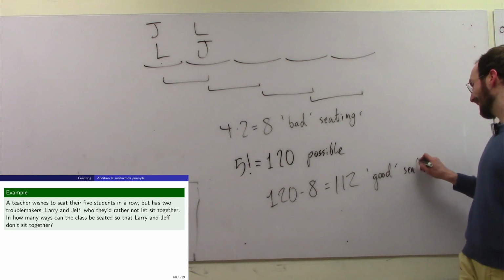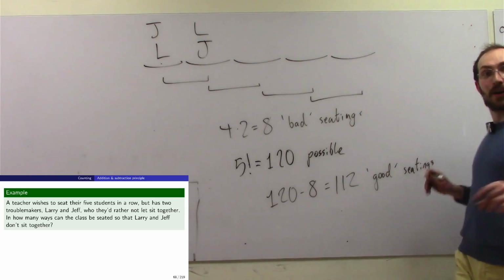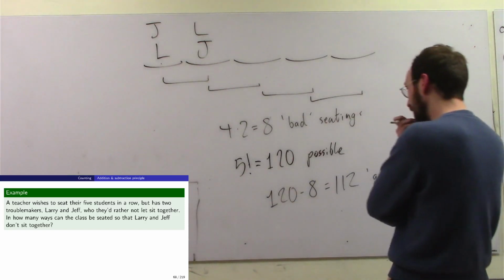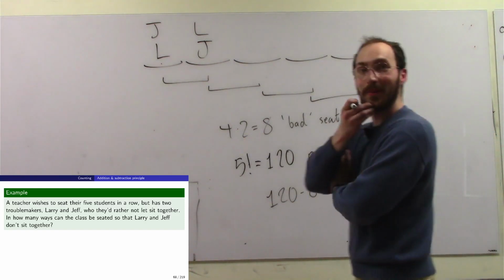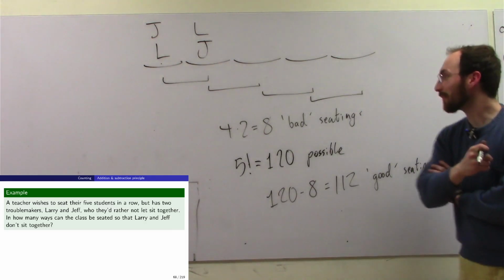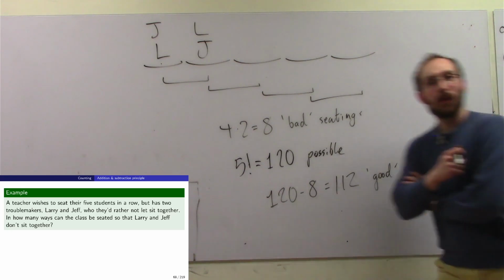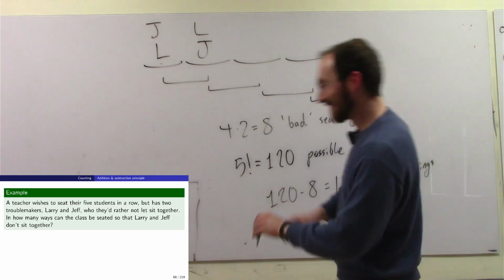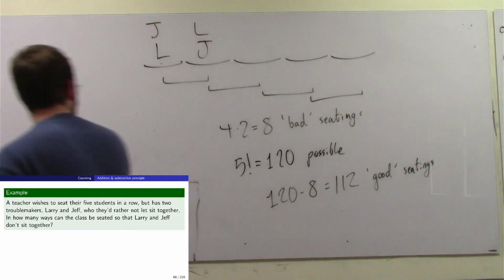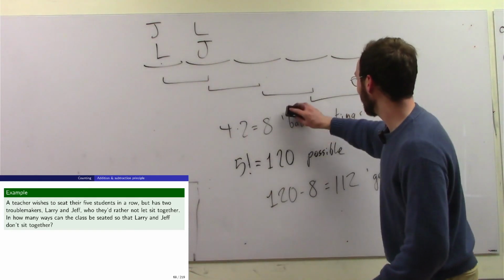Oh, good. There's a question in the audience. I think you missed something. Oh, I sure did. What did I do? Well, let Anna try it. Yes. For each bad seating where Larry and Jeff are sitting next to each other, do we have to consider the number of ways that we could seat the other 3 students? We sure do. That's an easy fix, though, right? That is an easy fix.